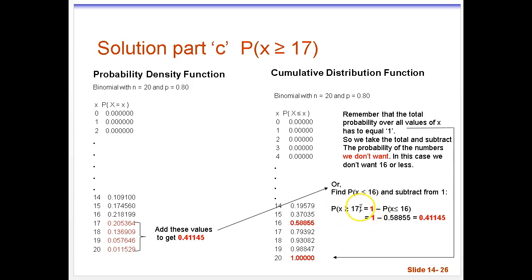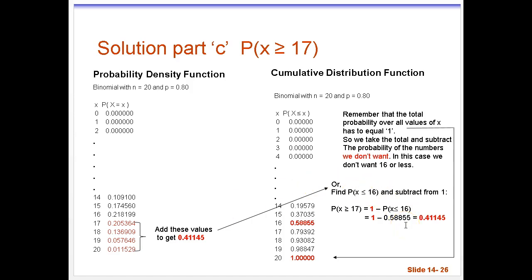I'm looking for the probability x is greater than or equal to 17. That is the same as taking the total probability over all values of x and subtracting from that the probabilities of the numbers you do not want. So if I take 1 minus 0.588, I'm going to get exactly the same answer as I would get if I was to add these four values together.